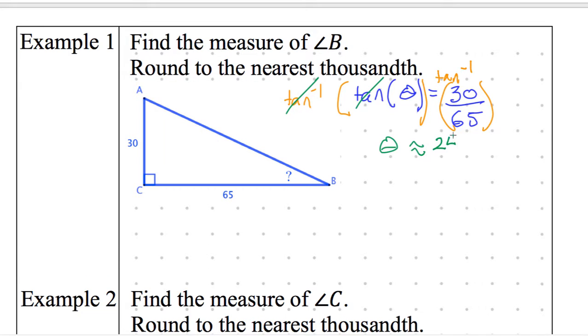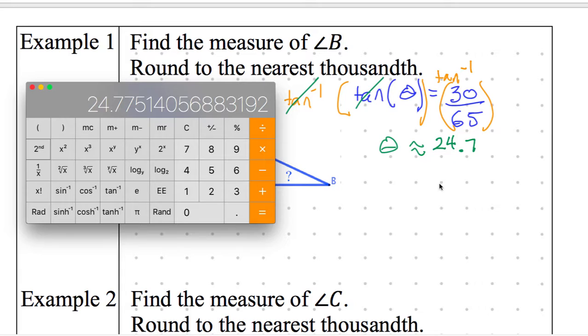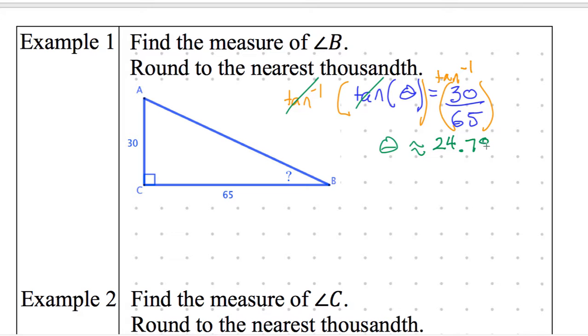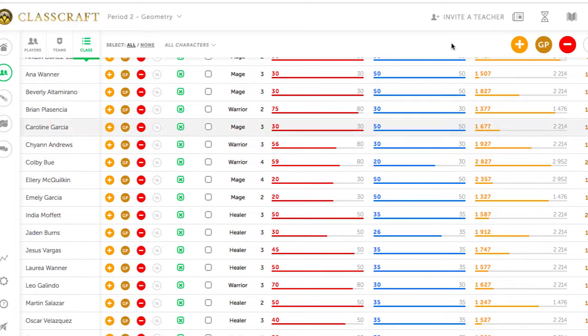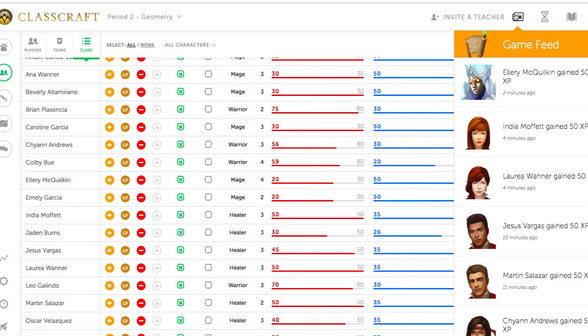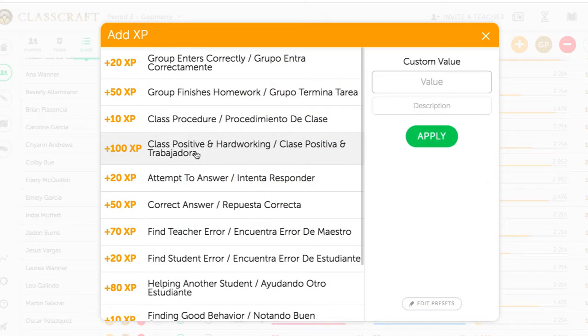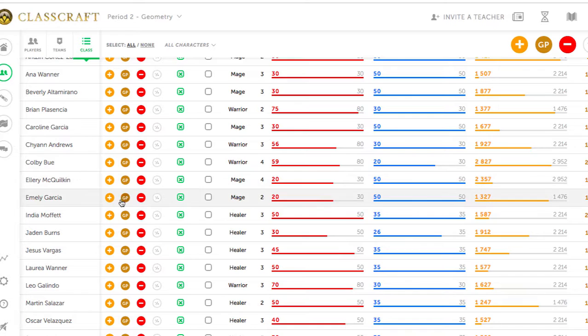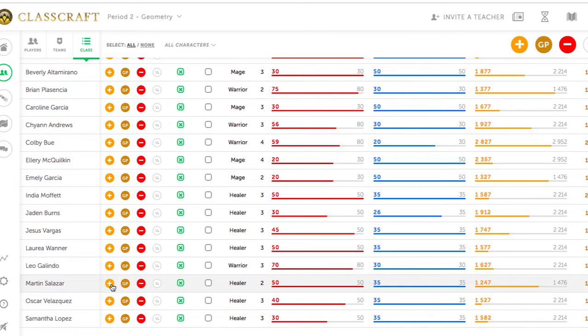So 24.7. All right, I need someone to round this correctly for me. 24.7. Quiet raised hand. Beverly, why did you do this? Martine. Yeah. Thank you, Martine. Did I give Beverly or Aurelio? No. Beverly, you knew what you were doing. You just took the wrong function. Martine, you rounded it correctly. Wait, Martine, you already participated.